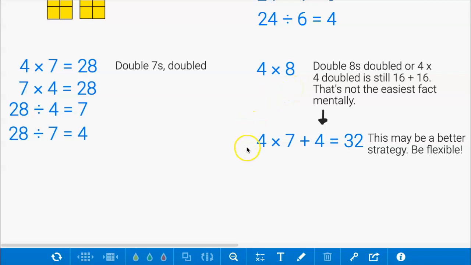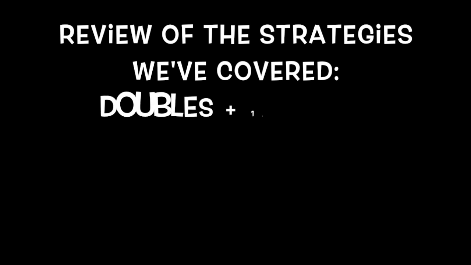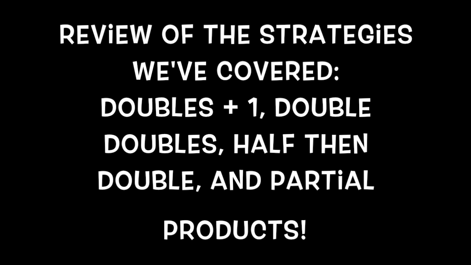So we could take a look at our partial products again, and that's where instead of taking 8 4's, we take 7 4's, which we know is 28, and then we add one more 4, which is 32. So again, partial products might be an easier strategy here. Okay, that's it for our 3's and 4's. We covered doubles plus one more group, double doubles, half then double, and partial products.